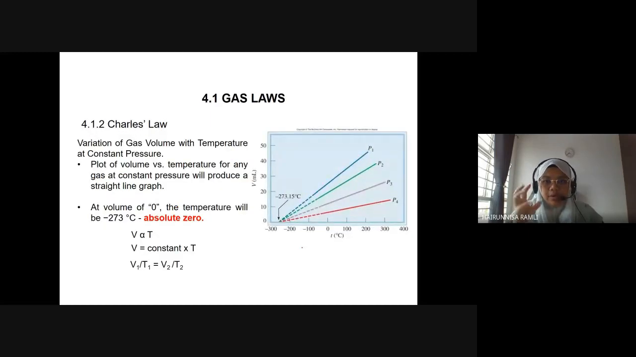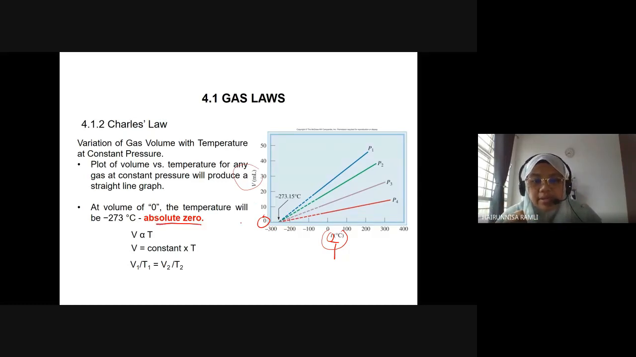So if you plot the graph, volume versus temperature, T small for time, T capital for temperature, it is a straight line because it is directly proportional. Meaning volume increases, temperature also increases. But the straight line will eventually meet at one point, at volume equals to zero. Meaning when there is no volume, it will meet at absolute zero.